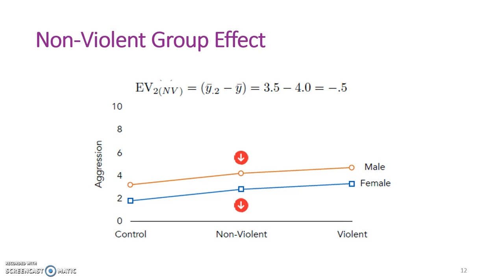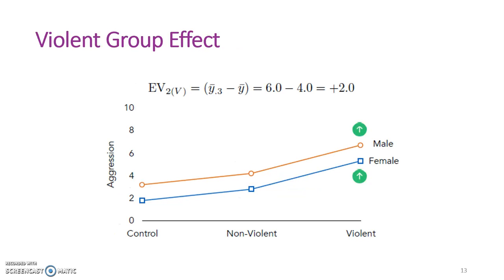Same thing to do for the nonviolent group effect. The nonviolent group effect is negative 0.5, and we would take both of these points and shift them down 0.5. Then for the violent group effect, do the same thing. The violent group effect is positive 2, and so we're shifting those points up 2 points from where they fell. Now these two lines indicate to us what these main effects look like across the conditions, but ignoring the other factor.